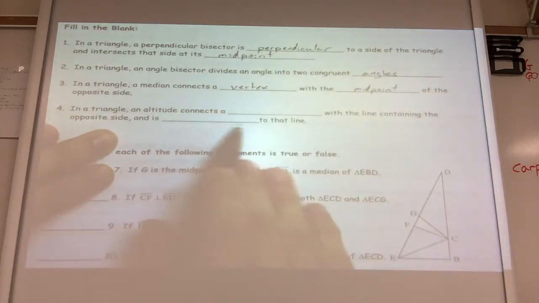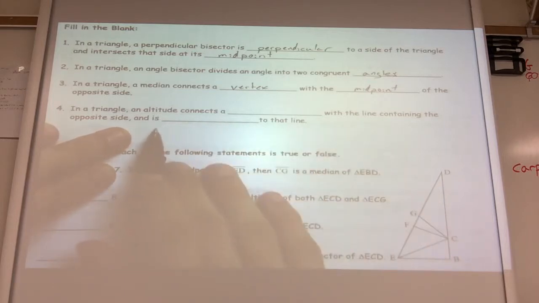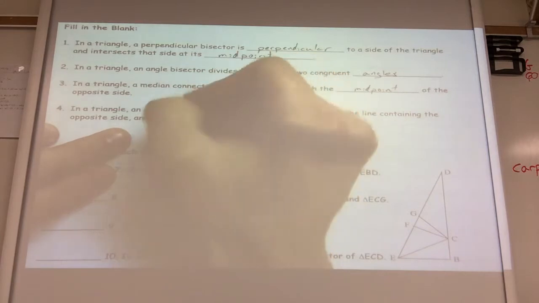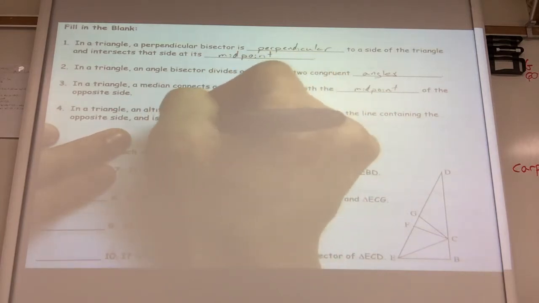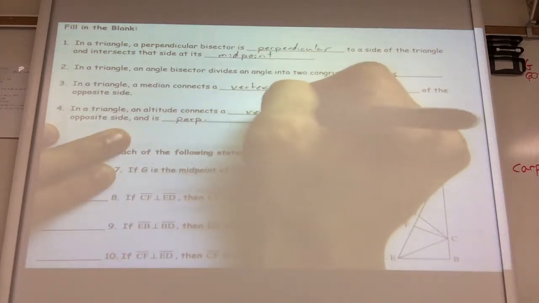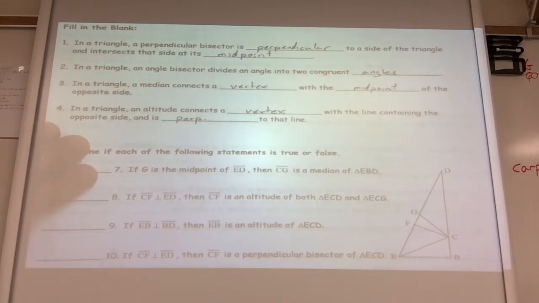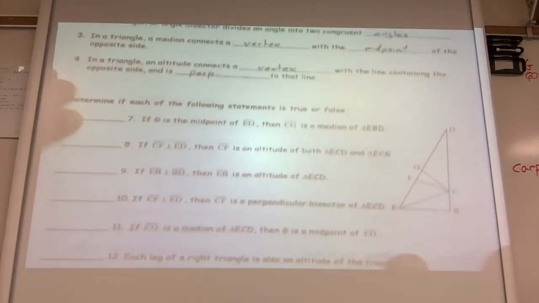In a triangle, an altitude connects a blank with the line containing the opposite side and is blank to that line. So this is going to be right or perpendicular. This is perpendicular to that line, and it connects a vertex. An altitude connects the vertex to the opposite side's line at a 90-degree angle. And again, you need to be able to close your eyes and visualize all these things. Angle bisector, perpendicular bisector, what does that look like? What does an altitude look like? What does a median look like? Form some triangle in your mind and be able to at least imagine it. Okay, so going on.